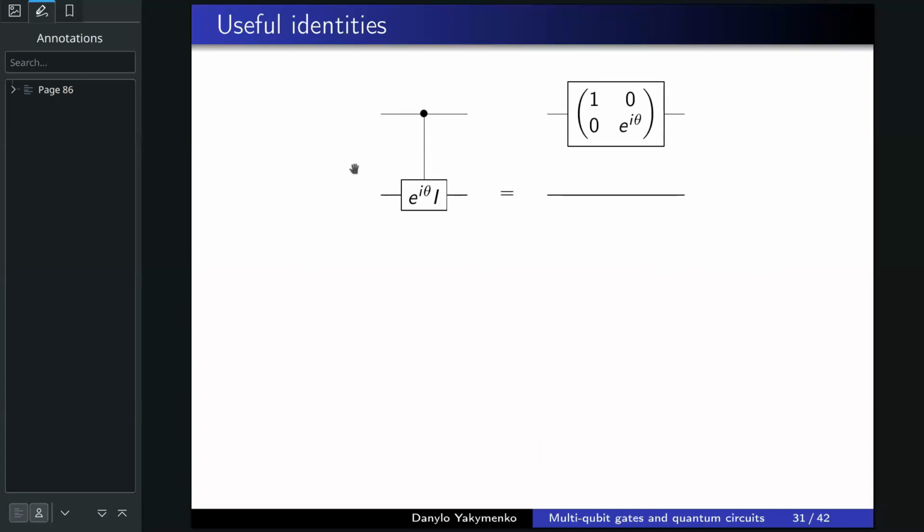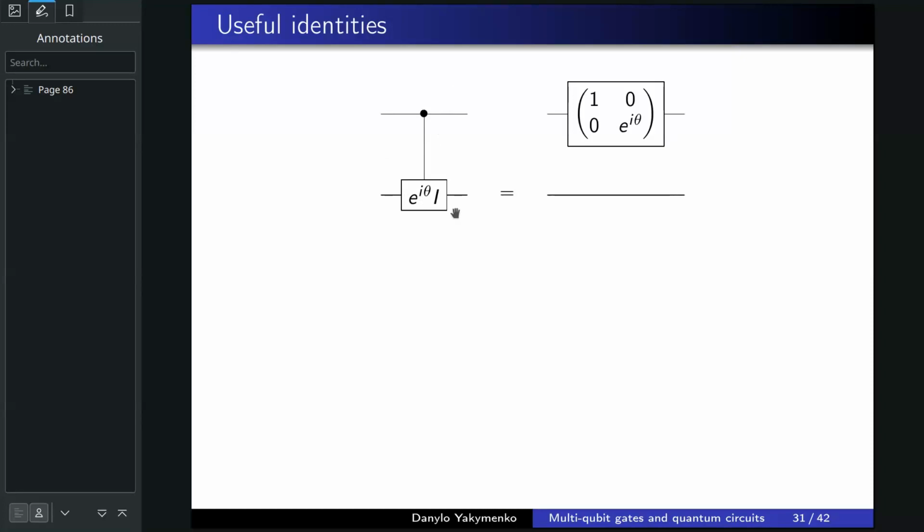Some other useful identity is the following. What we have here is a single qubit unitary, which is the identity matrix times some global phase. Now, without the control, the action of this unitary is undetectable. So we may think that nothing happens. But if we write down this 2-qubit gate by the rules I previously defined, then it will be detectable. So this operation is not trivial.